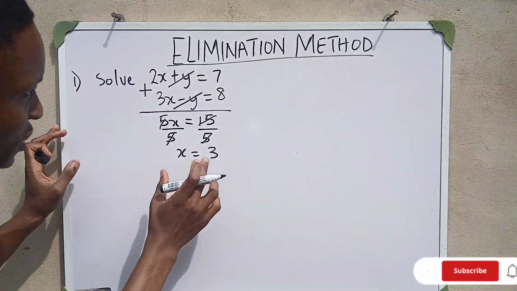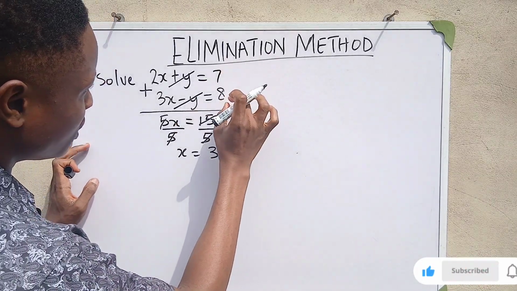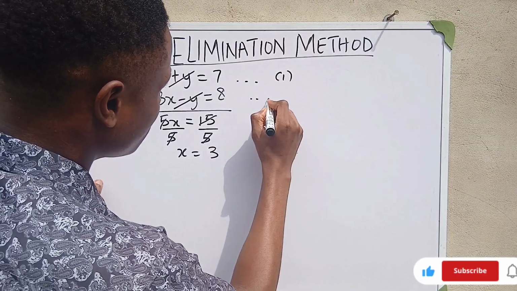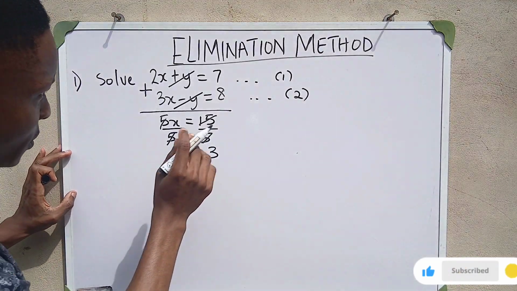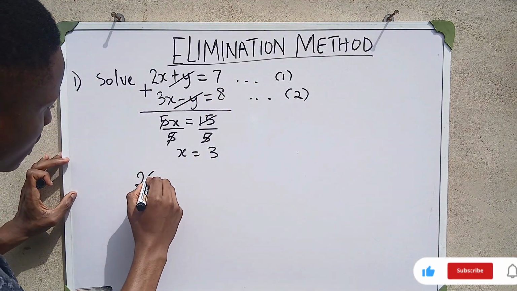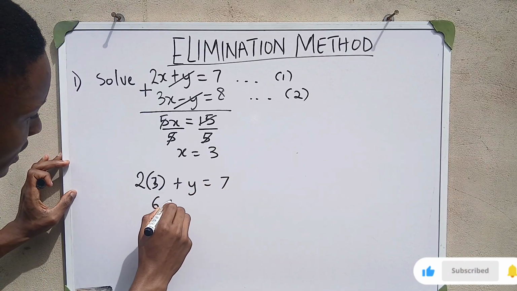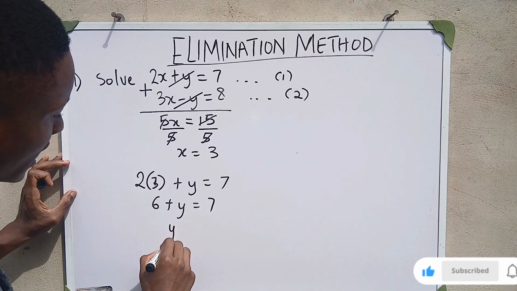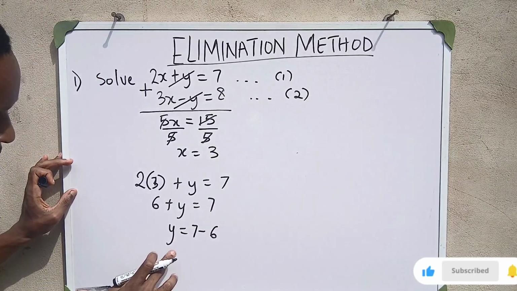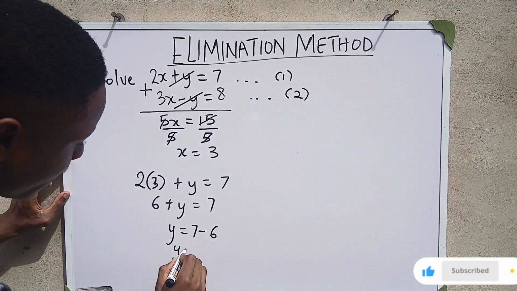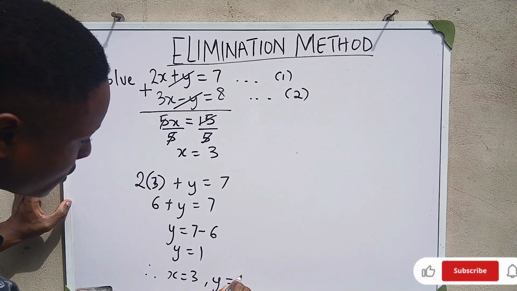Now we are going to put it back into an equation. We can put it in either this equation or this equation. We call this equation 1 and we call this equation 2. So we can put x as 3 in either equation 1 or equation 2. Putting it into equation 1, we have 2 into 3 plus y equal to 7. So we have 6 plus y is equal to 7. So y is 7 minus 6, taking 6 to the right hand side. So y is 1. Therefore, x is 3 and y is 1.